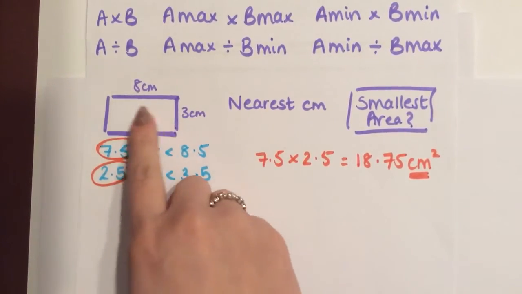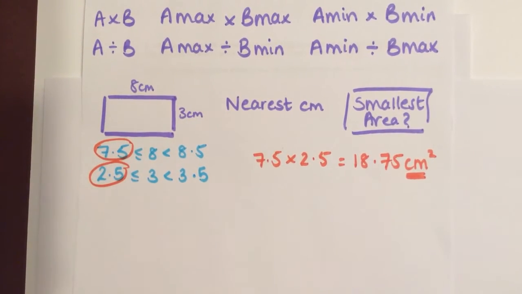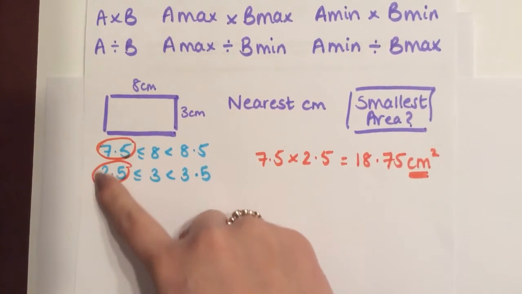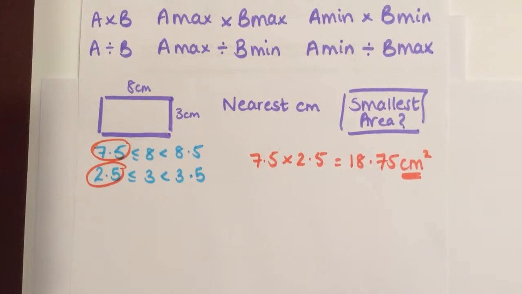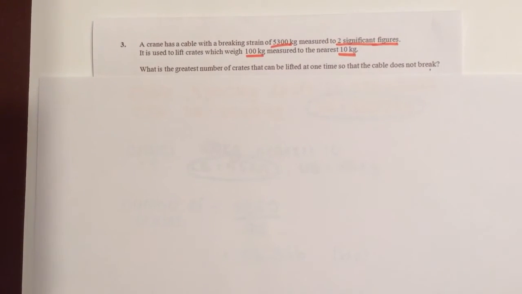So looking at this rectangle here, we've got 8 by 3. My upper and lower bounds are seen here. To find the smallest area, we want the two smaller values, and we multiply those together to have 18.75 as our answer. Take a look at this question. Pause the video and see if you can have a go.